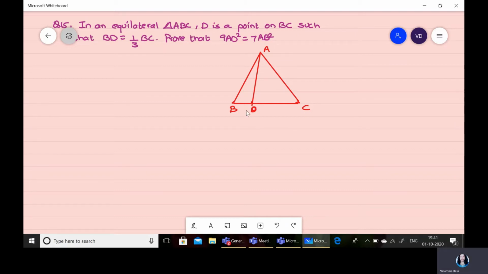So one third is less than half. So D is a point here which is a little closer to B, as we have drawn. So it is an equilateral triangle and we know that BD is one third of BC, and we have to prove this fact: 9AD square equal to 7AB square.